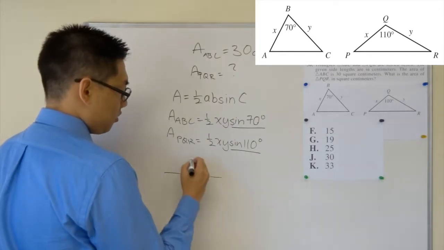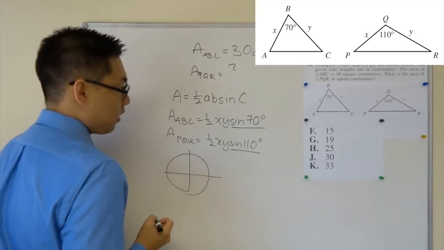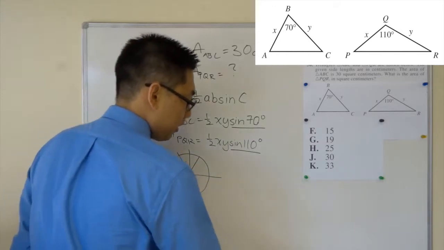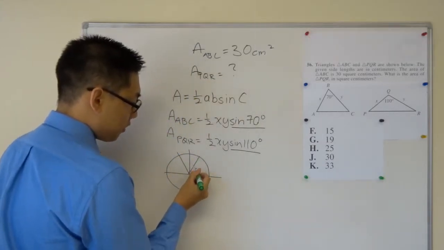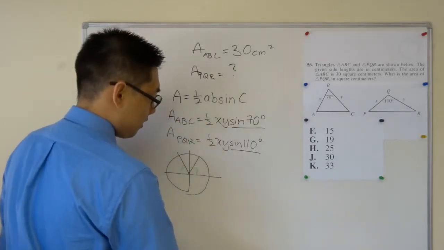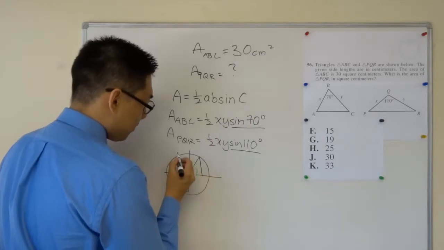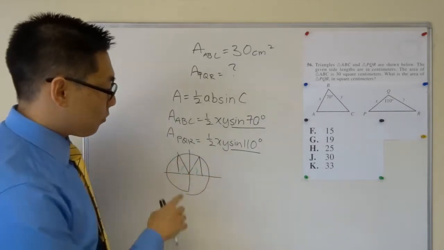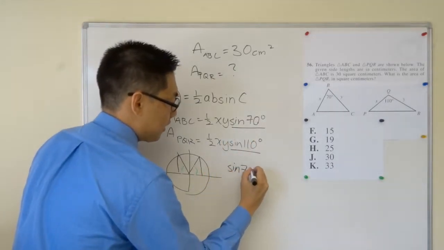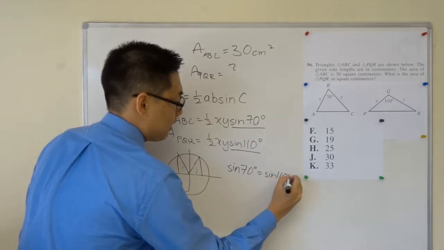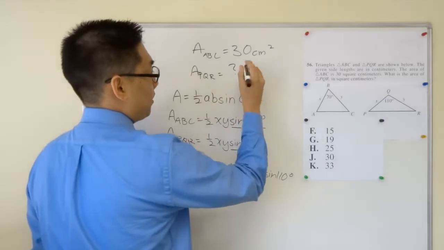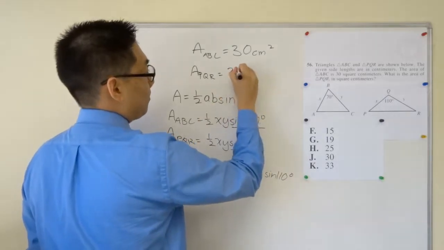So let's draw a quick unit circle here. 70 degrees is going to be right about here. 110 degrees is going to be right around here. And the reference angle for the two angles that I've drawn are going to be identical, which means that the y values here are going to be the same. And those of you who are unit circle pros know that the y value is equal to the sine value. Therefore, I already know that sine 70 equals sine 110, from which I can deduce that these two areas are exactly the same. Therefore, the answer is just going to be 30.